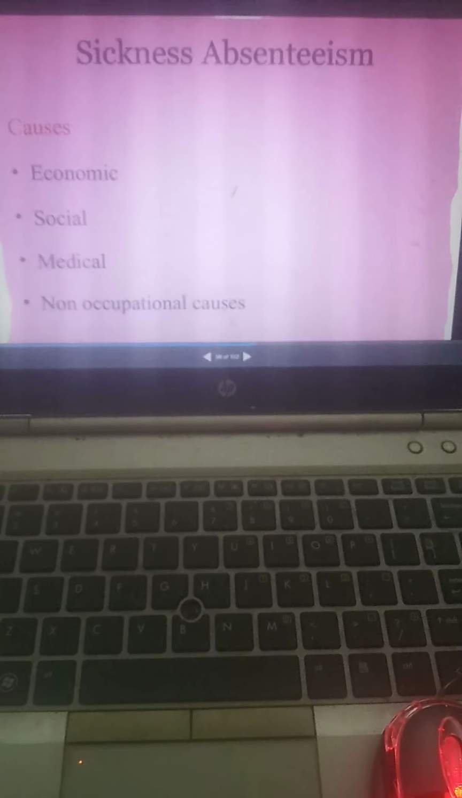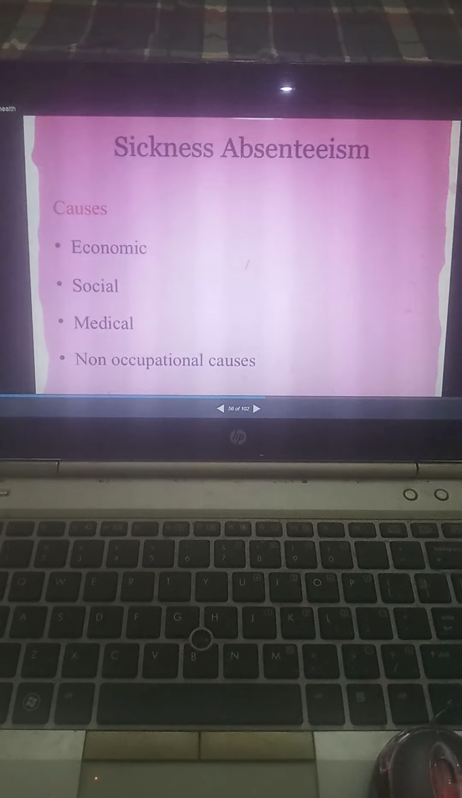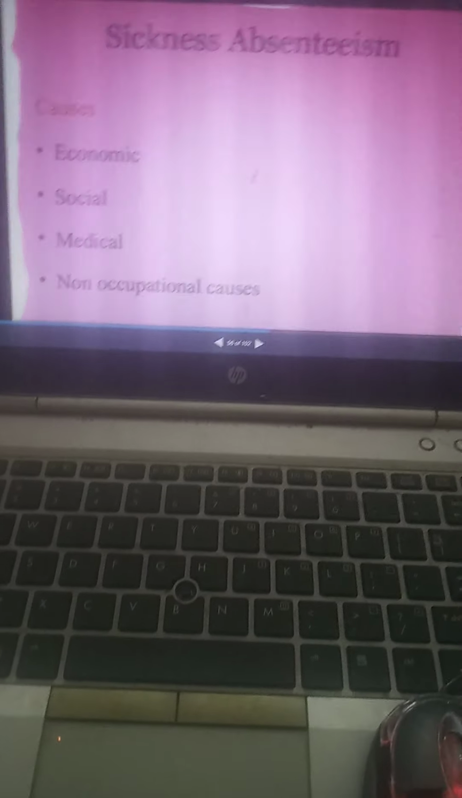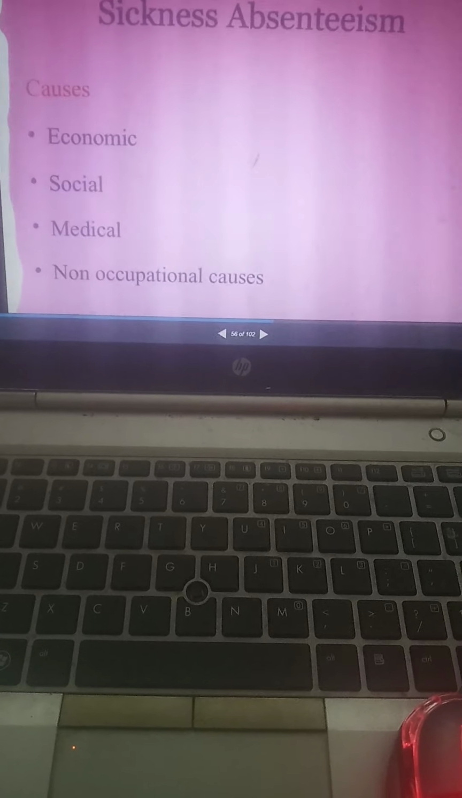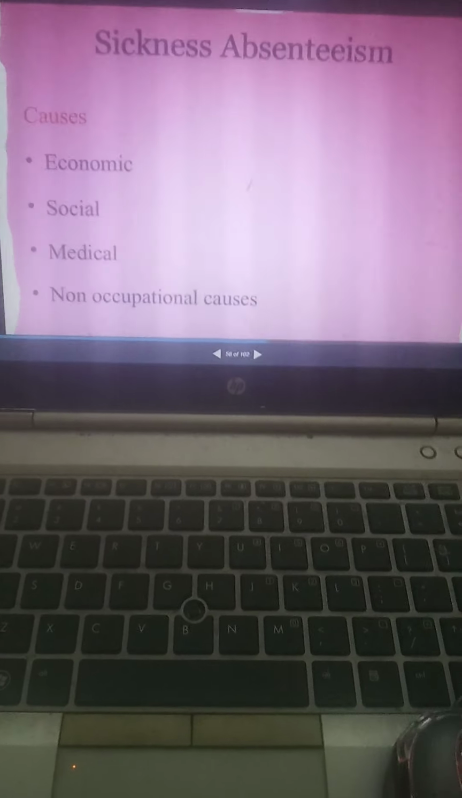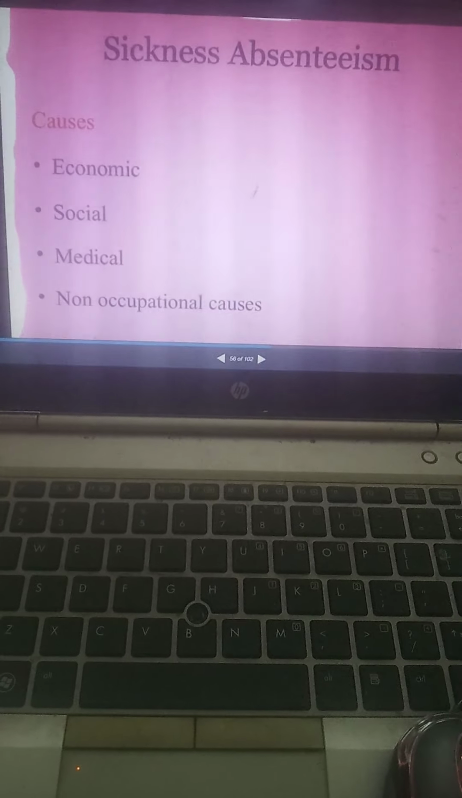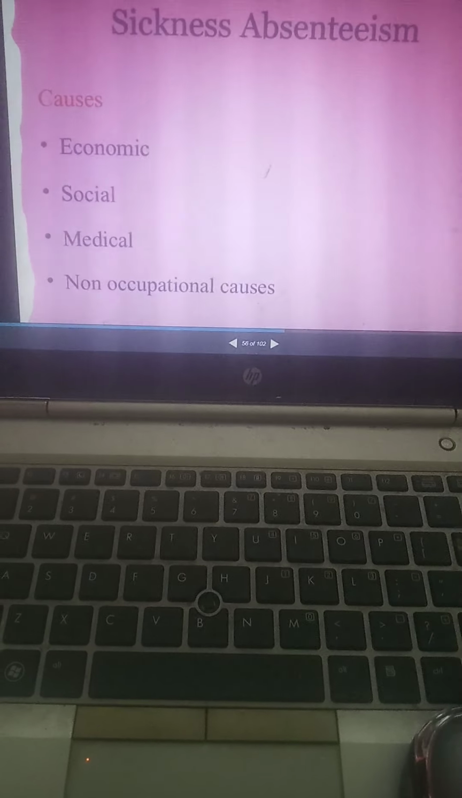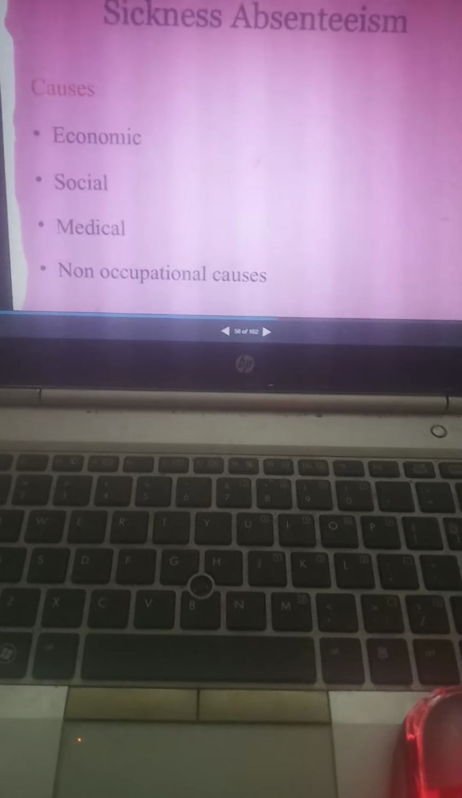All right. Now, another important topic is sickness absenteeism. Sickness absenteeism means that in factories you most often see that people present their sick leaves, and they want their paid leaves by claiming that they are sick. There are various causes of sickness absenteeism. For example, economic causes. A person may want to work somewhere else.